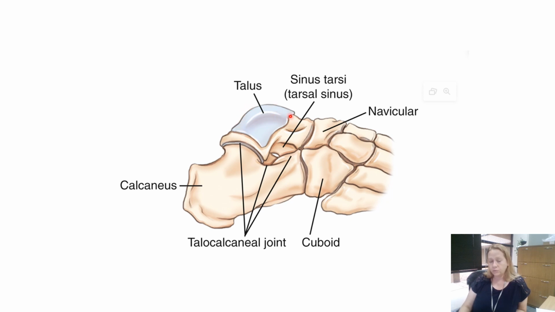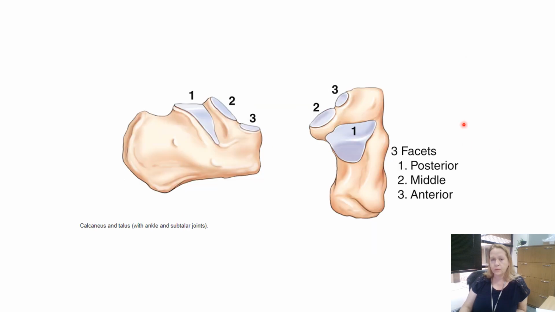The dome is the talus bone. This whole bone right here is the talus bone. Here's your calcaneus, and this is the talocalcaneal joint. That just tells you where it is. I'm not going to ask you about any of this. This is just so you know where these articulate.